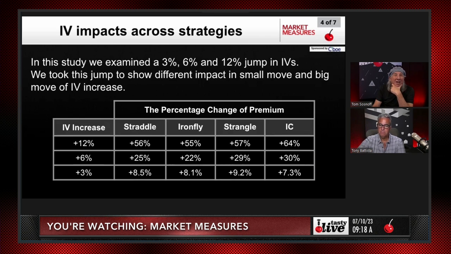And then when you look across the board here, iron flies, straddles, strangles, and iron condors, they're all about the same. It's very linear. It's very efficient. Everything's priced almost perfectly. It's kind of crazy. That's why selling stuff when implied volatility is super cheap is very dangerous. When it's expensive, it's a lot less dangerous. Sure. Let's go to the next slide.